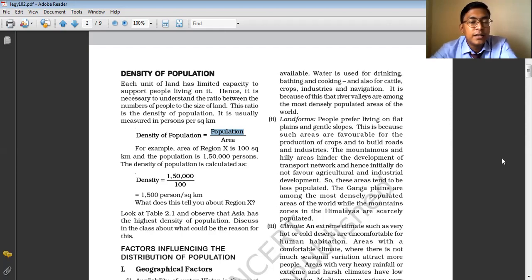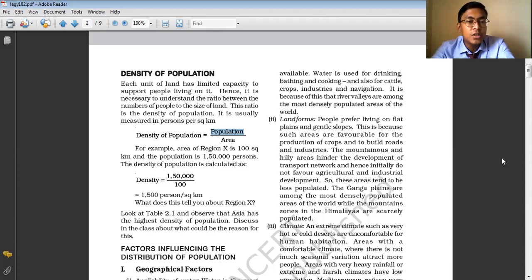For example, there is a village whose size is 5 square kilometer and the total population is 5,000. How will we find out the population density of this village? The total population, 5,000, divided by total area, 5 square kilometer. So the average will be 1,000 persons per square kilometer. This is the density of population.